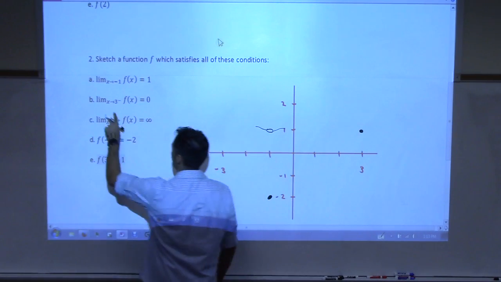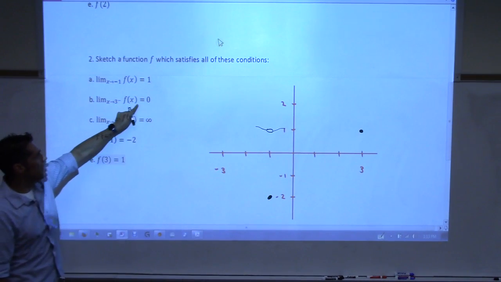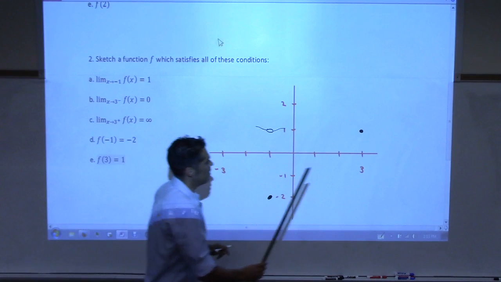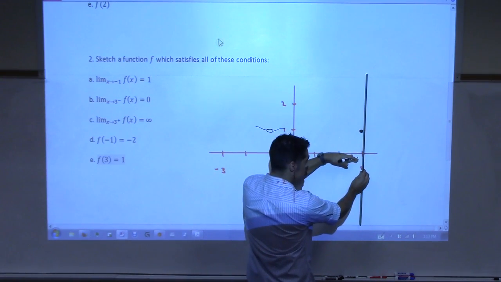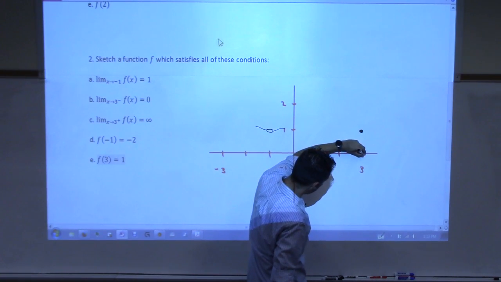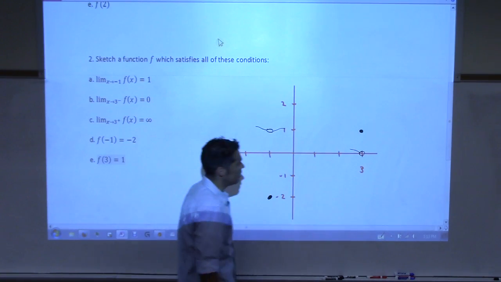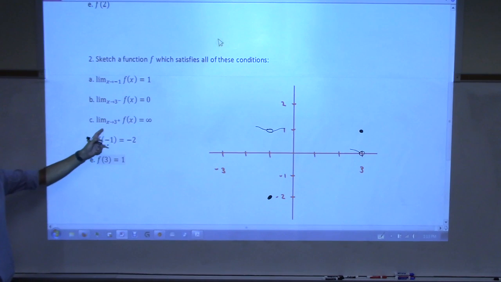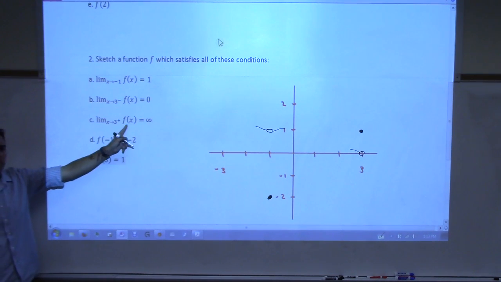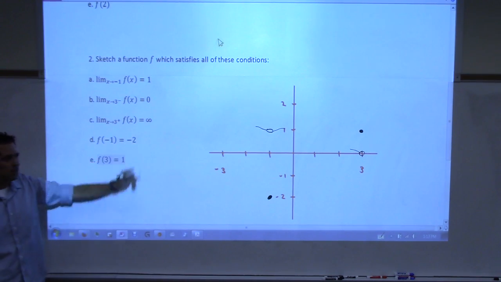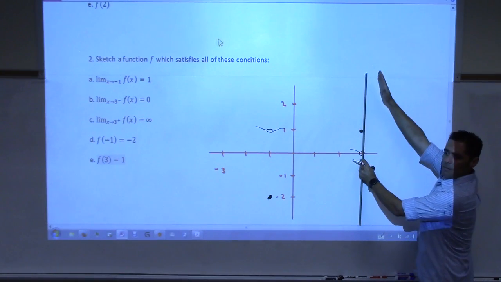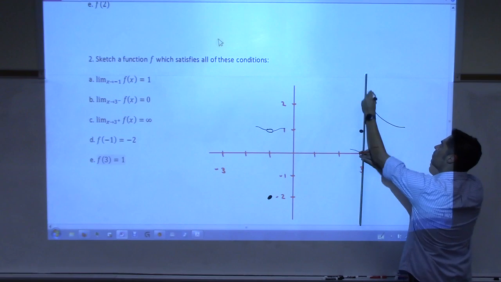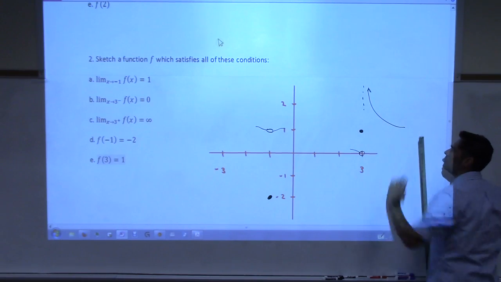And then as I approach 3 from the left, I need to be headed towards 0. So if I approach the x value of 3 from the left side, I need to be headed down to a y value of 0. So I'll put an open circle here. Just tail that off like that. As I approach 3 from the right-hand side, though, I need to be headed up to positive infinity. So that means that I need to do something like that. So just draw it like this, and I can even put that if I want.